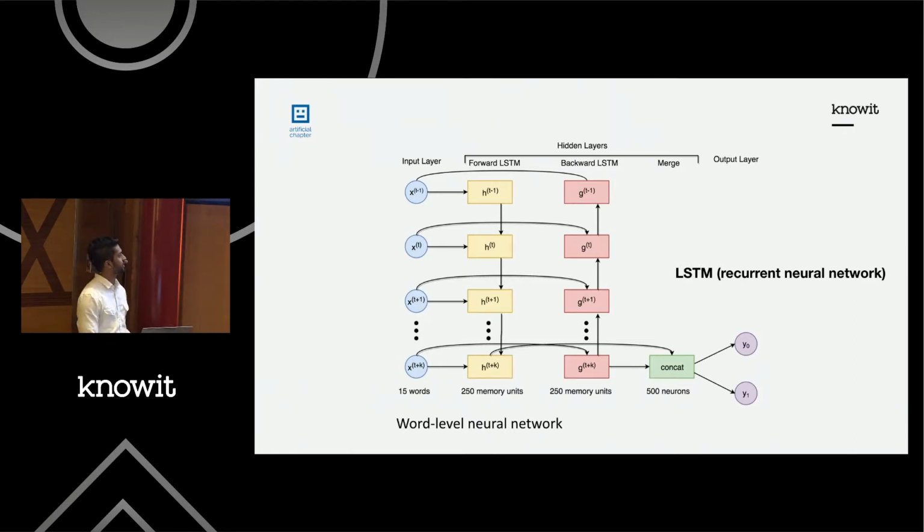So this is the word level neural network architecture. It's a little bit different. I'm not going to go into the details, but here we used something called an LSTM, which is a recurrent neural network. It's different from the one we saw before. But what's important to know is that recurrent neural networks are better able to handle sequential information in data, such as the order of words in a sentence.